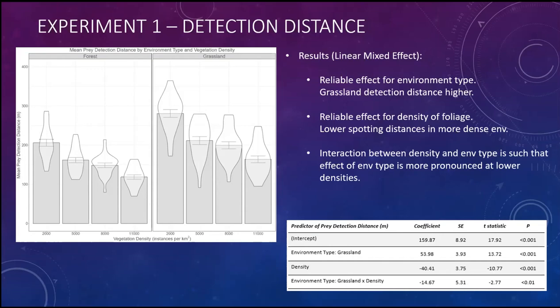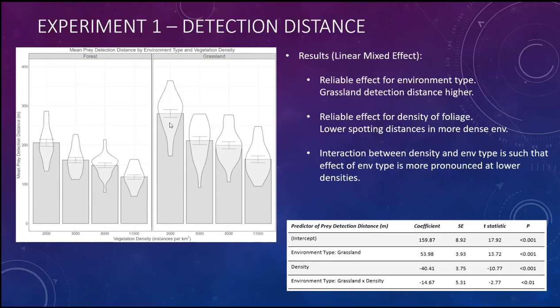There is a very reliable effect for the density. So it's common sense, as you might expect, as an environment gets more and more dense with trees, shrubs, whichever objects, people have a harder time locating these animals. And the interaction between these two is such that the effect of the environment type is much more pronounced at lower densities.